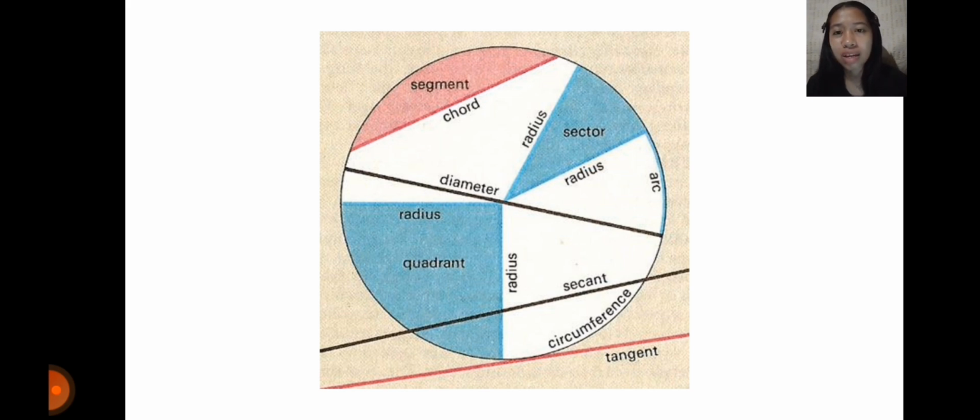When we say tangent, it is a line that touches the circle at exactly 1 point. When we say circumference, it is the total boundary or perimeter of the circle.